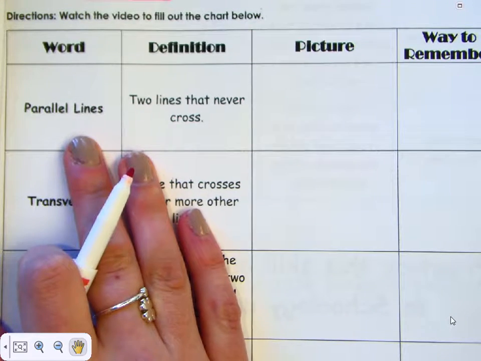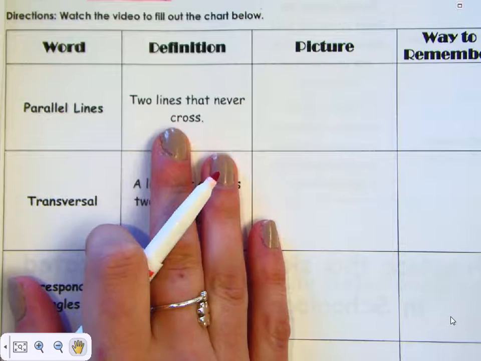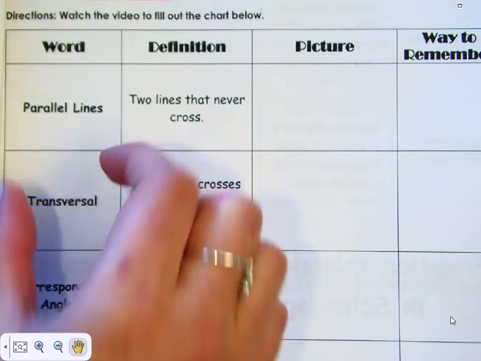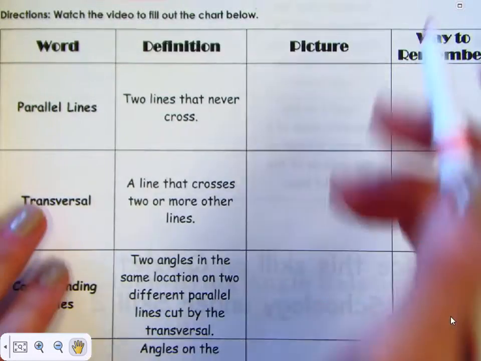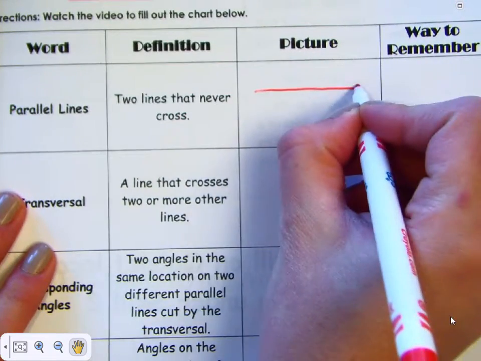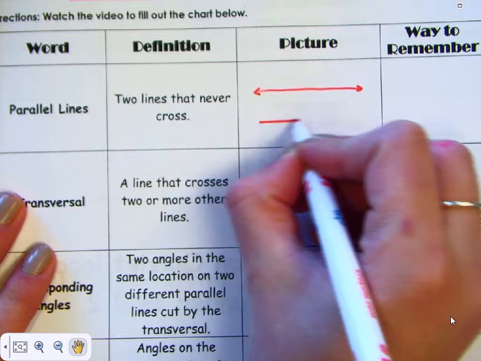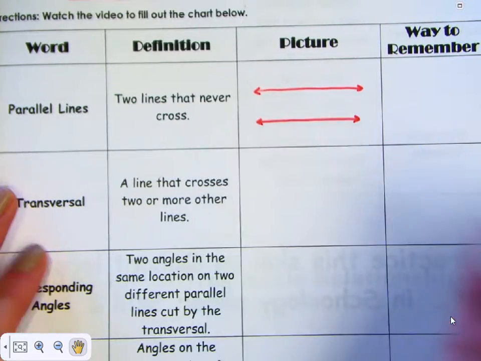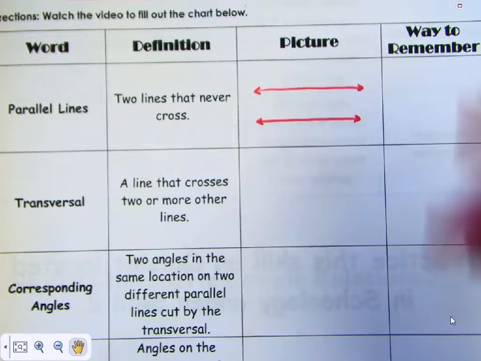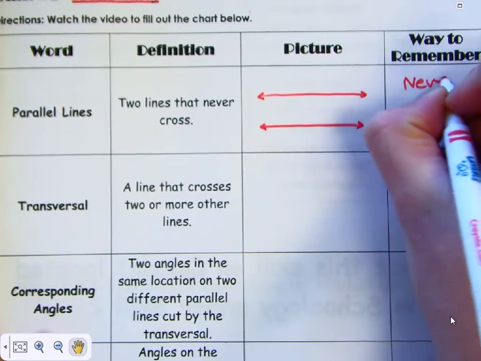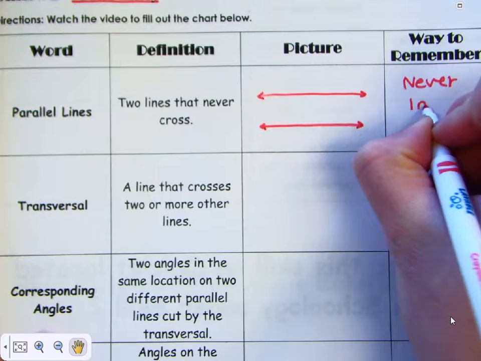Parallel lines, you've probably heard of parallel before. Those are 2 lines that never cross. So a way we're going to do this is we're going to do a picture and a way to remember it. So parallel lines look like this. They never intersect. So maybe "they never intersect" is a way to remember it.